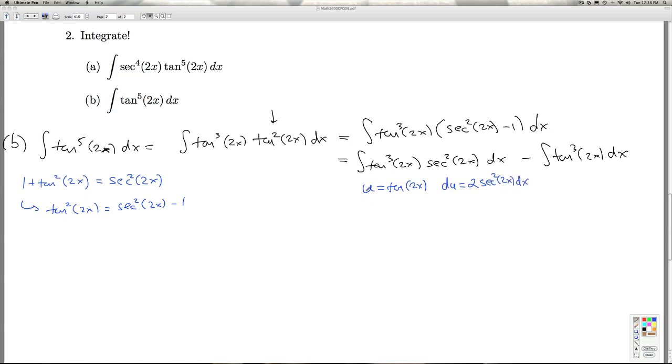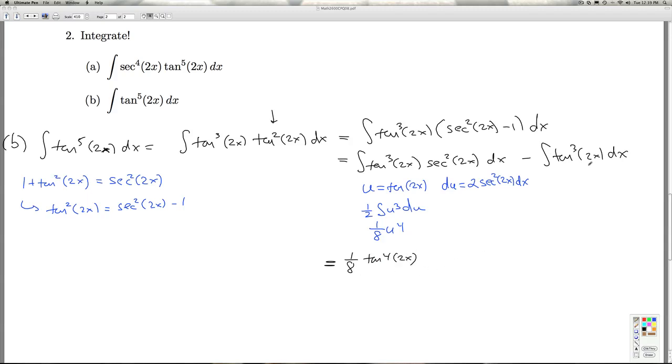And so in the land of u, what I have for the first integral is 1/2 integral u cubed du, which gives me 1/8 u to the 4th. So for this first term, I'm all set. It's going to be 1/8 tangent to the 4th 2x.